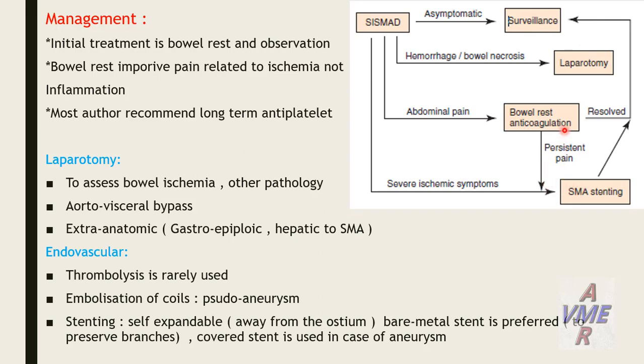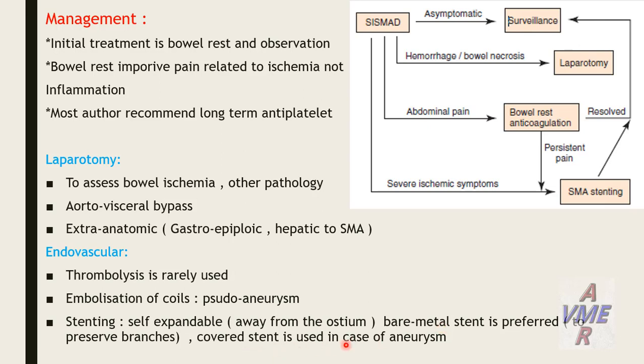Endovascular management is used in case of failure of conservative bowel rest and anticoagulation, or in case of severe ischemic symptoms. Thrombolysis has a limited role. Embolization with coils in case of pseudoaneurysm, which is liable for rupture. Stenting with a self-expandable stent away from the ostium, so we do not need a precise deployment as in the case of a balloon-mounted stent. A bare metal stent is preferred because the lesions are present in the mid-segment of the superior mesenteric artery, and we have collaterals and branches to preserve.